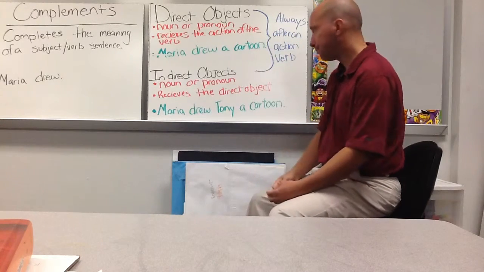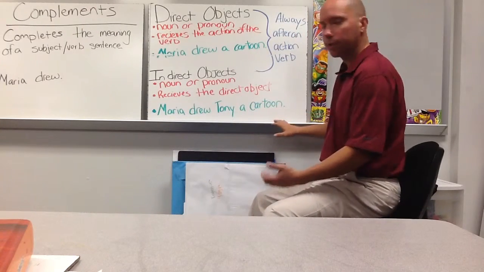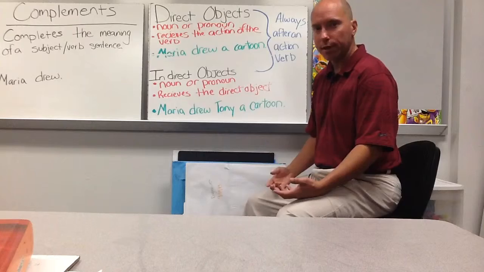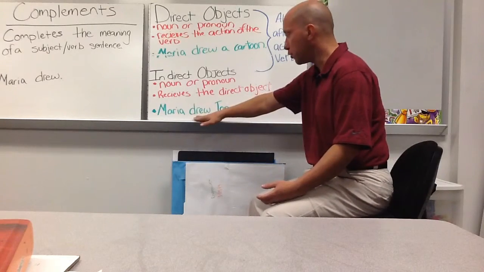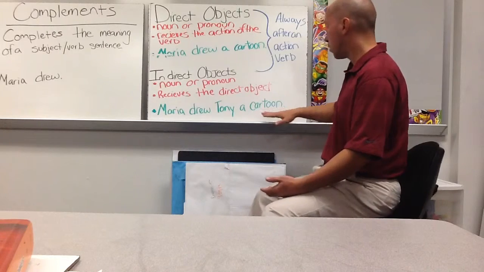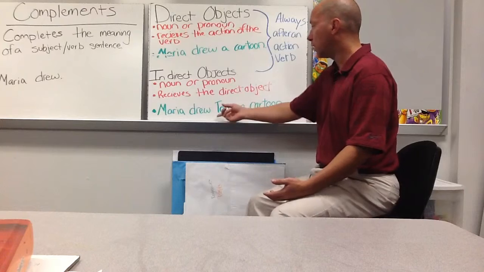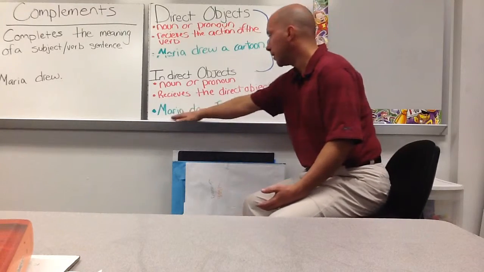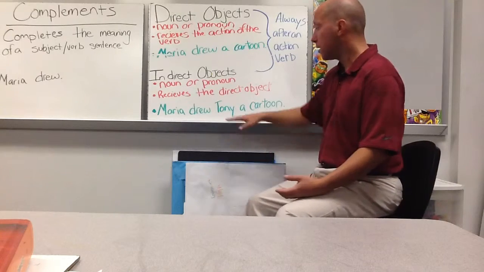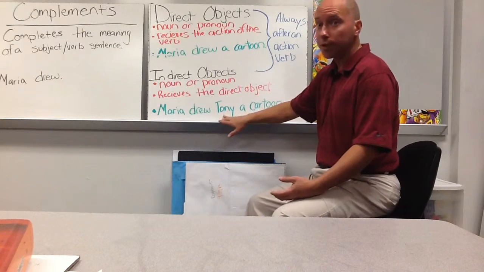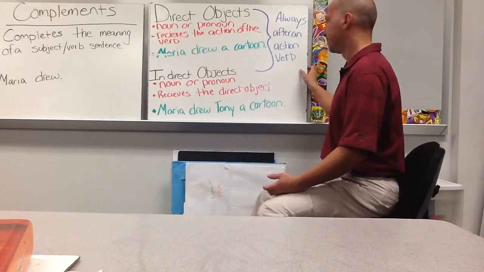So in this sentence, Maria drew Tony a cartoon. Let's go through that same thing. Who or what is doing the action? Maria is doing the action. What is Maria doing? Well, she drew. What did she draw? She drew a cartoon. Now, who did she draw a cartoon for? She drew a cartoon for Tony. So Maria drew Tony a cartoon. You'll notice in this sentence that the indirect object usually comes before the direct object. That's almost always the case.